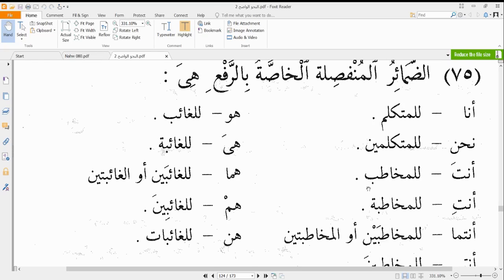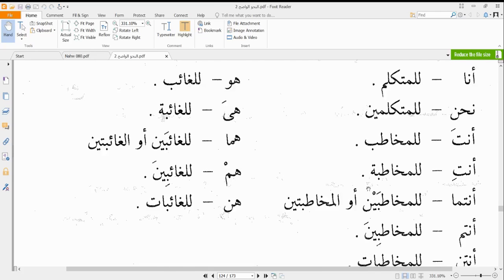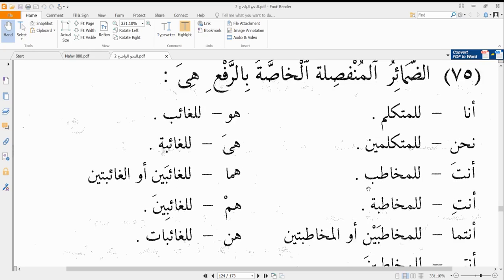The plural masculine third person is hum, which means they, and hunna also means they, but this time for the feminine plural third person. So those are the damair al-munfasila. It is important for us to know all of these, so we can practice the exercises and read through the examples to get more familiar with these damair.